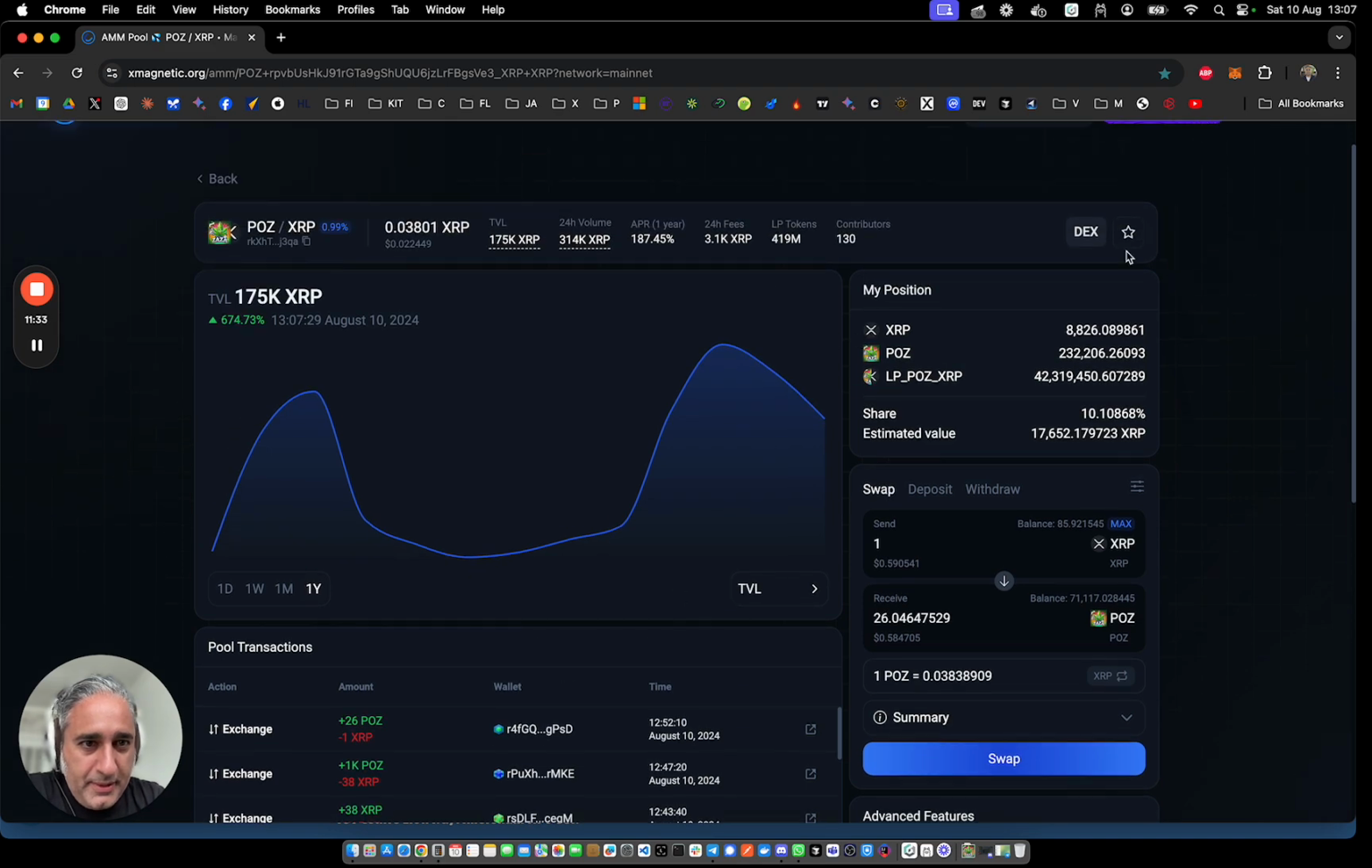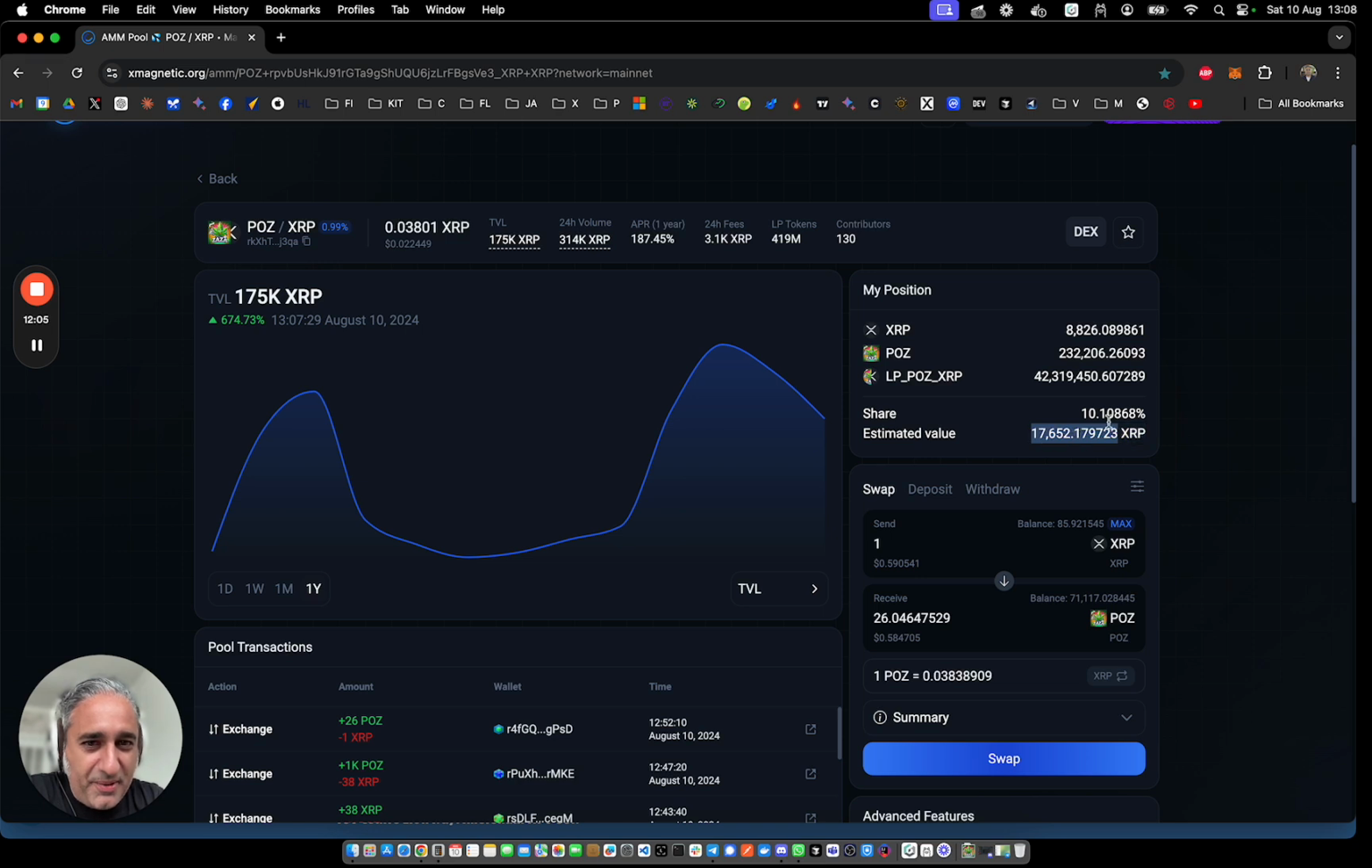So you can see your wallet details here. This shows you how much XRP is in this particular wallet, how much POS there is, the liquidity pool tokens. And I'm really delighted to see that this has been fixed, because we raised a bug where the percentage share was being shown as a decimal with the percentage sign. So someone at Magnetic is listening to us. Thank you, Magnetic, for fixing this. So this is the percentage share of the pool, and then the estimated value.